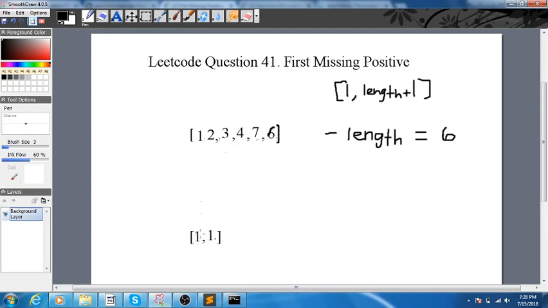So the last check you have to do is check if the number you're swapping with is the same as the other number you're swapping with. And if it is, you don't want to swap it. So I'll show you the code that goes along with this.